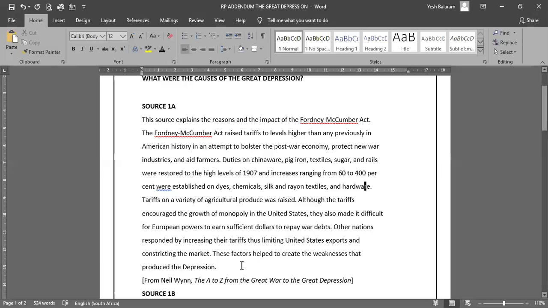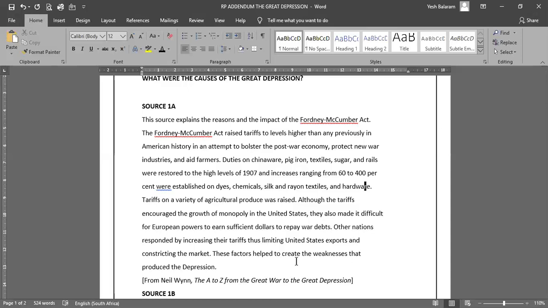So as an example, if South Africa increased its tariffs on exports, what it would mean is that if America wanted to sell its goods to us, they would have to pay a high price for exporting to us. In this way, the market is constricted and we will have fewer American goods coming into the country. These factors helped to create the weaknesses that produced the Depression.